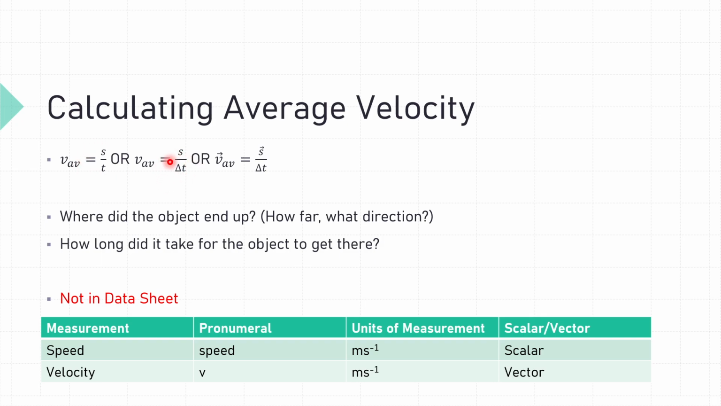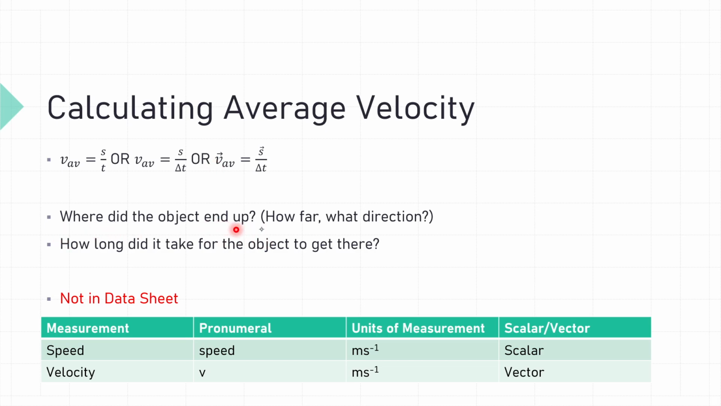You may see some representations of the equation which include delta T, which just means change in time. You might also see representations which again include our vector pronumerals with a little arrow on the top as an accent. These representations again don't show up on your data sheet, but originally did before there was a last minute change. When we're calculating the average velocity, we want to be keeping in mind two different things.